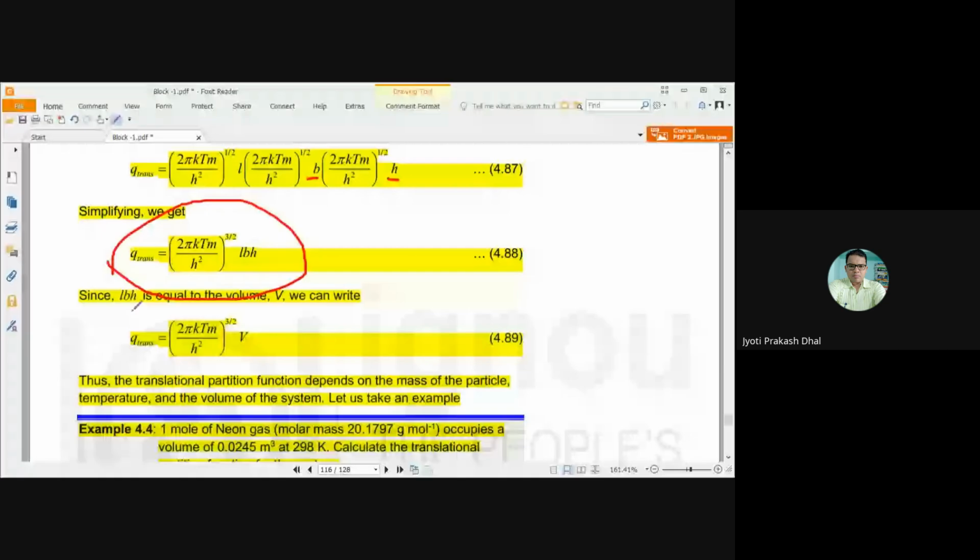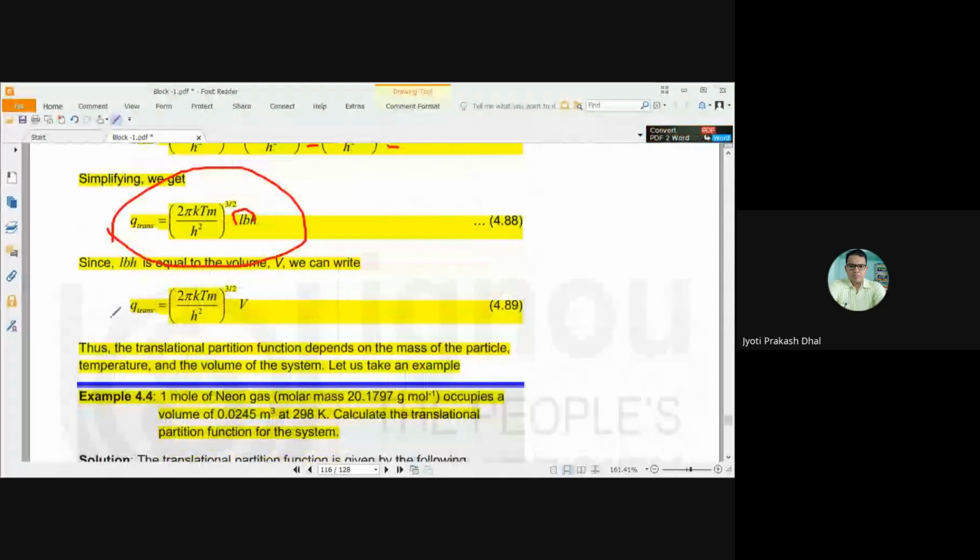So LBH value is nothing but volume. So in place of LBH, we can put V, and hence the total translational partition function Q translational equals (2 pi kTm by h square) whole to the power 3 by 2 into V. So this is the final derivation of the translational partition function.